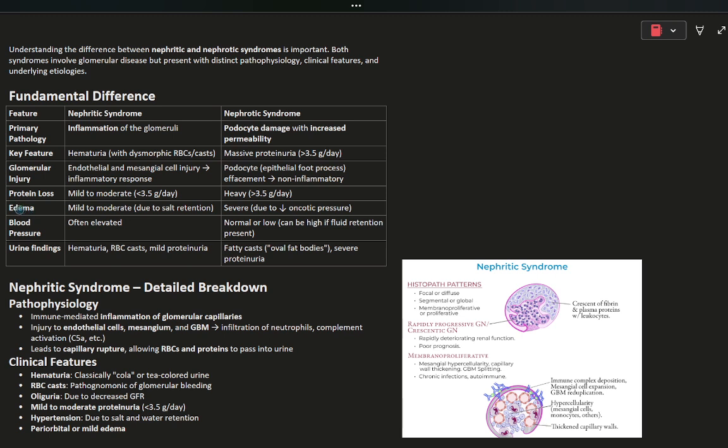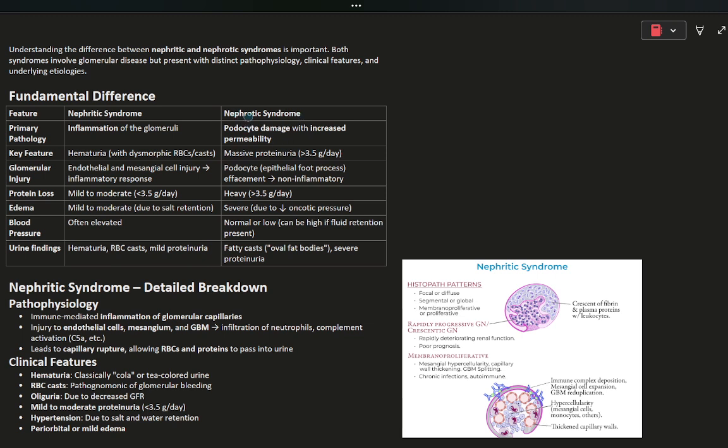And for the presence of edema, it is going to be mild to moderate, and this is due to some salt retention. Blood pressure is often going to be elevated for nephritic syndrome, and then some urine findings in nephritic syndrome include hematuria, red blood cell casts, and mild proteinuria.